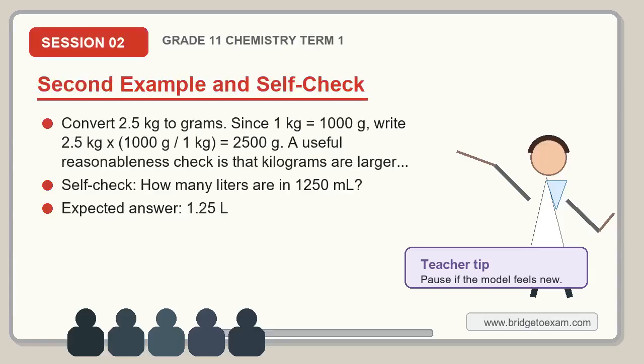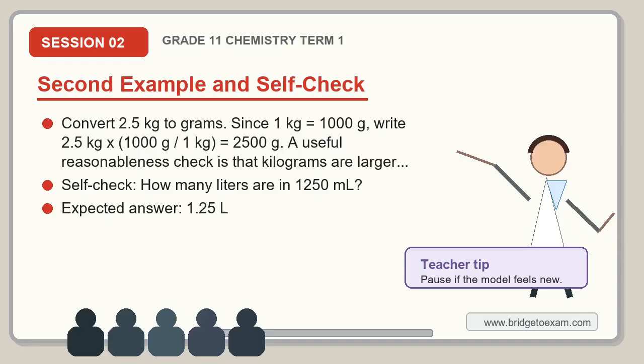Here is a second example. Convert 2.5 kilograms to grams. Since 1 kilogram is 1,000 grams, write 2.5 kilograms times 1,000 grams per 1 kilogram equals 2,500 grams. A useful reasonableness check is that kilograms are larger units than grams, so the number of grams should be larger than the number of kilograms.